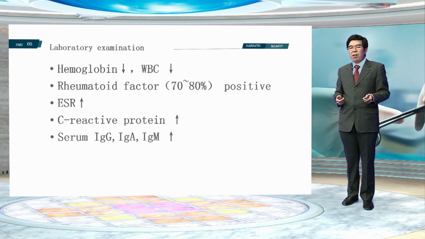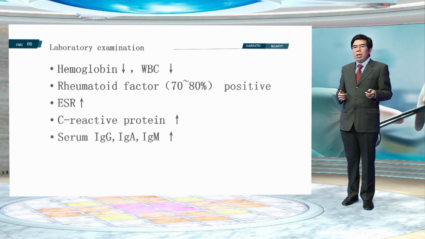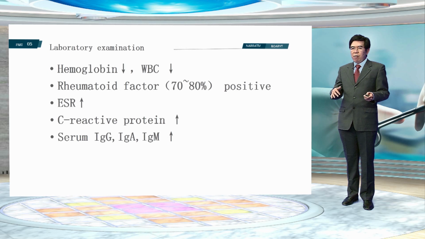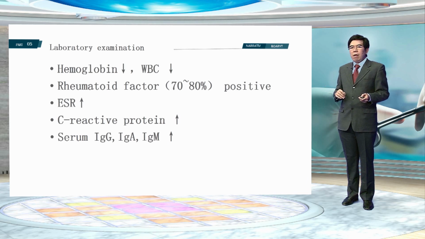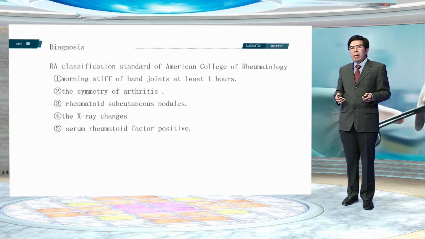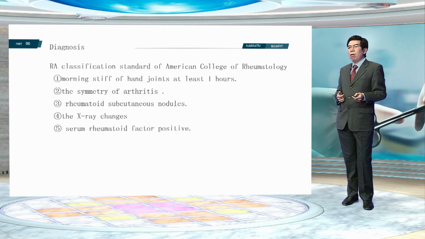The laboratory examination shows hemoglobin decrease, WBC also decrease, RF positive, ESR increase, CRP increase, and IgG, IgA, etc. also increase. And for diagnosis, the RA classification standard of the American College of Rheumatology.